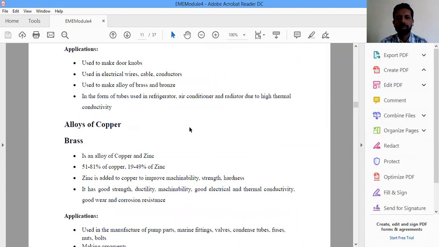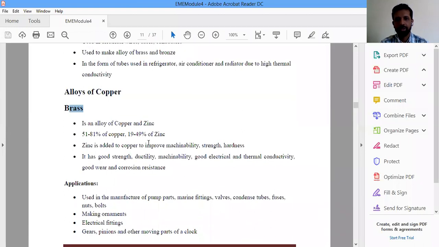Okay, so now let's go to the alloys of copper. We have seen about brass in the previous class. It is majorly made up of copper and zinc. 50 to 80% copper is the range of variation that we can expect in a brass material, containing 19 to 40% zinc. Zinc is added to copper to improve its machinability, strength, and hardness.